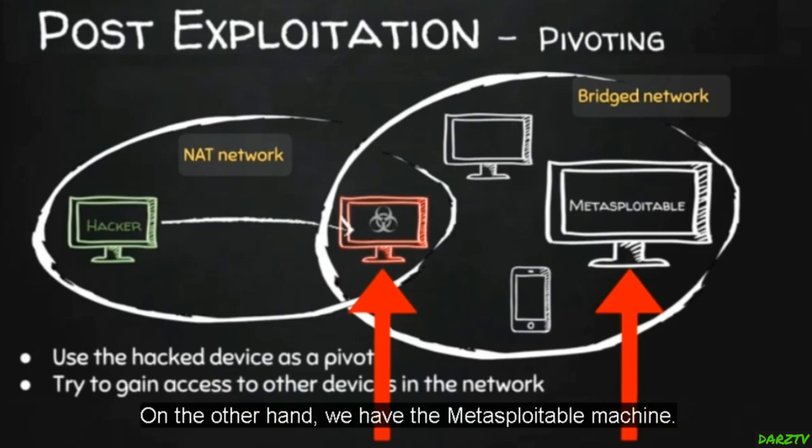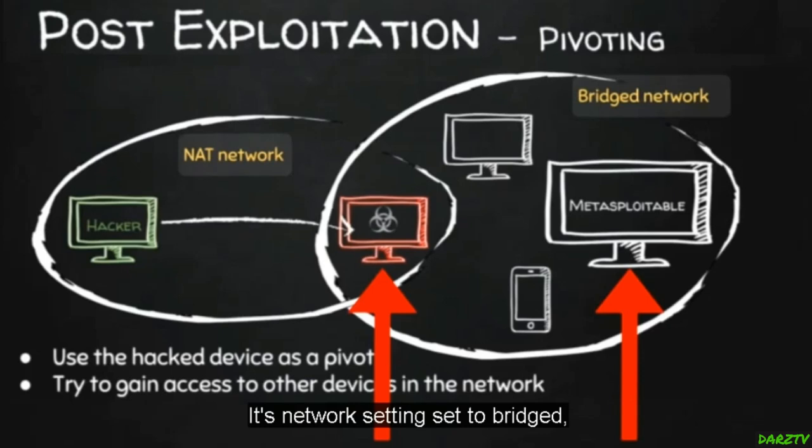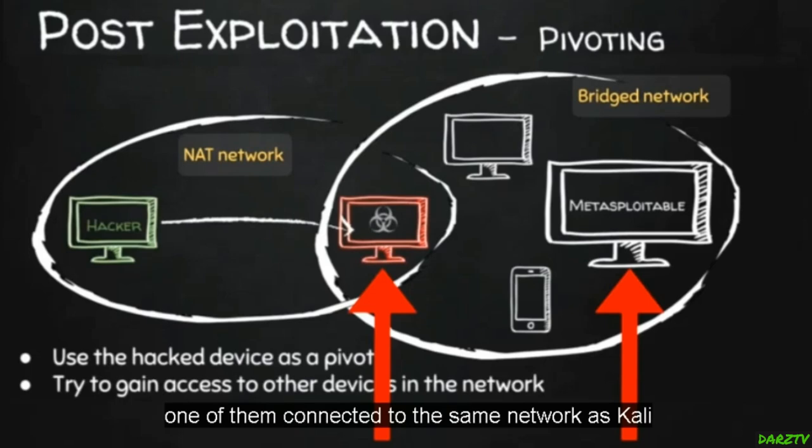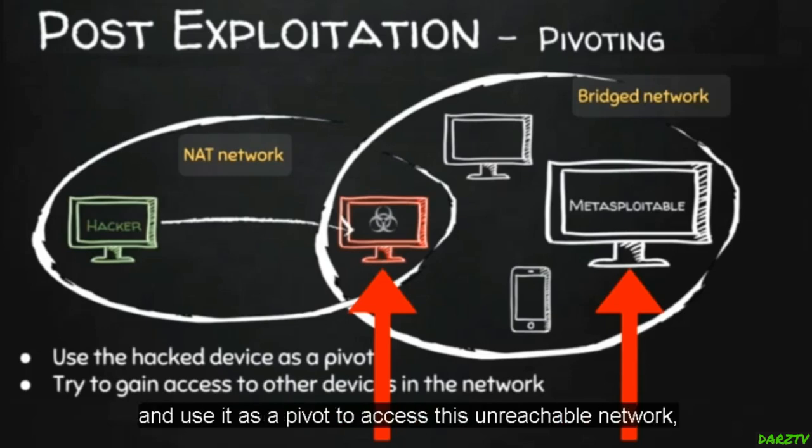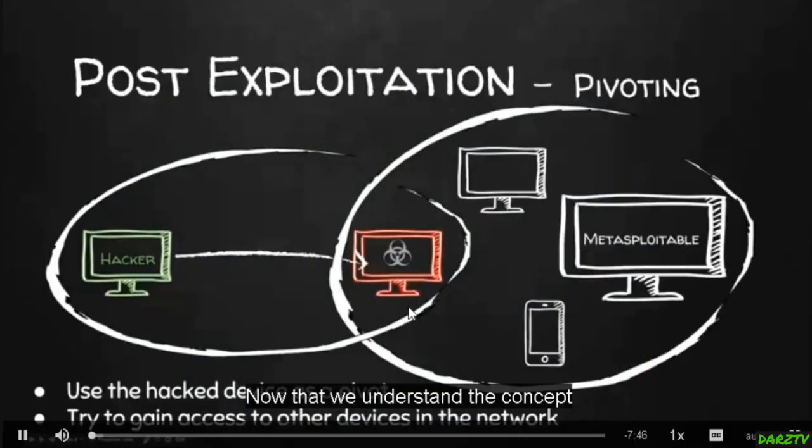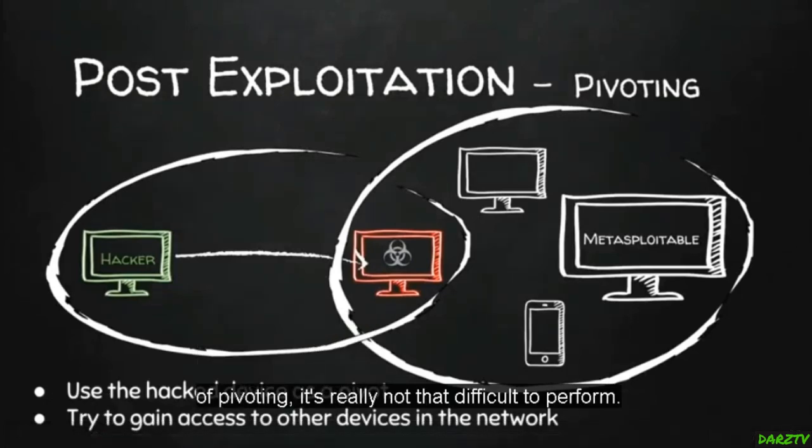On the other hand, we have the Metasploitable machine, with its network settings set to a different network, so it's unreachable to Kali, but it's reachable to the Windows machine because we configured the Windows machine to have two adapters, one connected to the same network as Kali, and the other connected to the same network as Metasploitable. Therefore, if somebody wants to hack into Metasploitable, they'll have to hack into the Windows machine and use it as a pivot to access this unreachable network. Now that we understand the concept of pivoting, it's really not that difficult to perform.